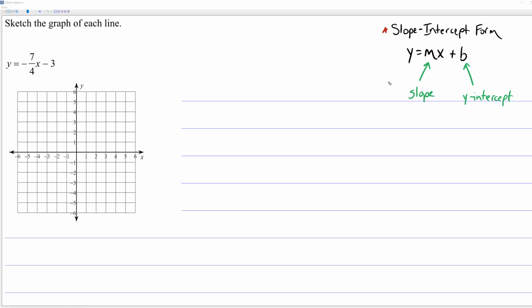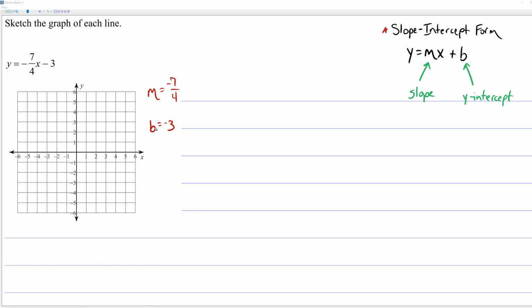It's y equals mx plus b, where m is the slope of the line and b is the y-intercept of the line. So in our example, we have y equals some number times x plus another number. This is slope-intercept form. In particular, the slope of our line is negative 7 over 4, and the y-intercept of our line is negative 3.